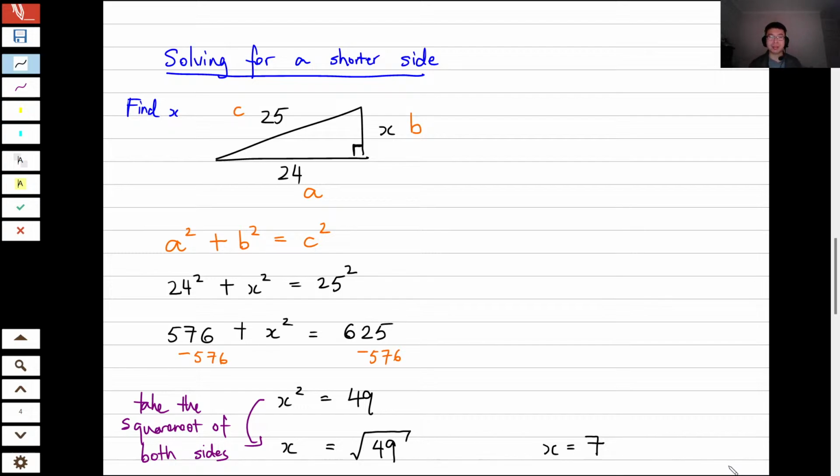So let's summarize. Our first step was the same. We wrote down Pythagoras' theorem. A squared plus b squared equals c squared. Then I substituted the numbers that I knew. So in this case, I replaced a and c with 24 and 25. I squared the numbers. And this time, I had to do a little bit more work. I had to take away 576 from both sides before I could take the square root. To go from x squared to x.